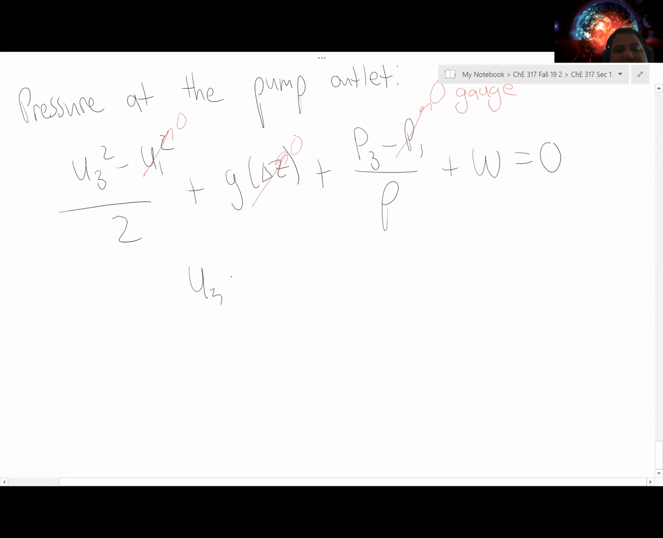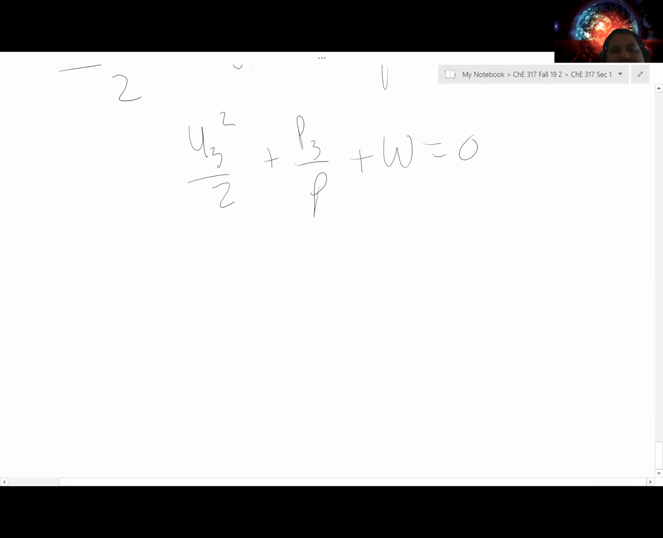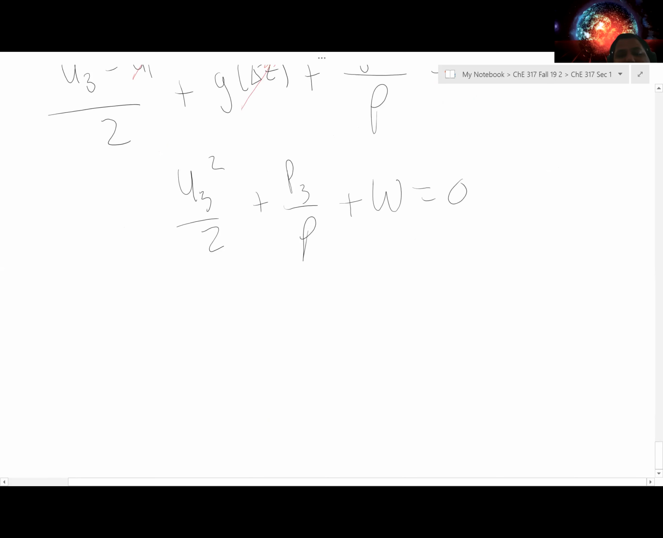And so what we're left with is U3 squared over 2 plus P3 over rho plus W is equal to 0. Now U3 is going to be the same velocity because I'm assuming the pipe all has the same diameter. And so I have 23 feet per second squared over 2 plus P3 over rho plus W equals 0, where W, once again, is that negative 1600 feet squared per second squared.